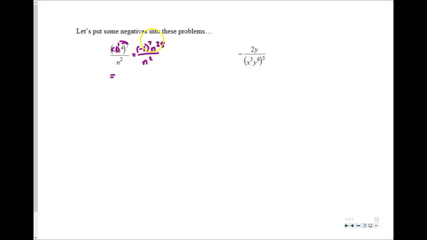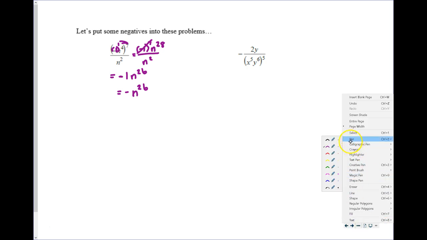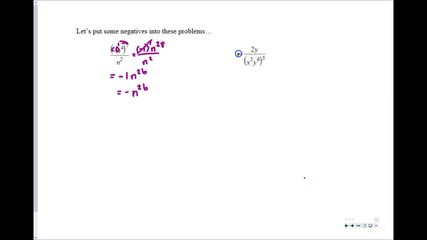-1 to an odd number is always a negative, so this becomes -1, and 28 minus 2 is 26. So I get -1 n to the 26, which let's just write without the invisible one. With a problem like number 2, where you've got this weird negative in the front, what I like to do is cross it off, make it go away, and then attach it to the numerator. That's how I like to handle that. There are other ways, other teachers teach different things, but that's how I like to do it.